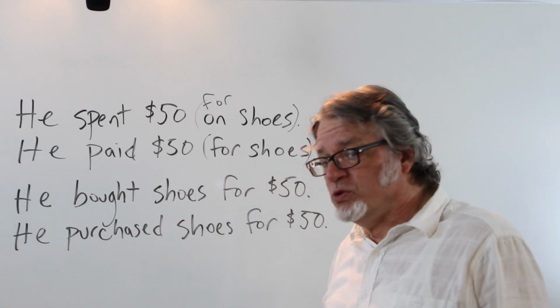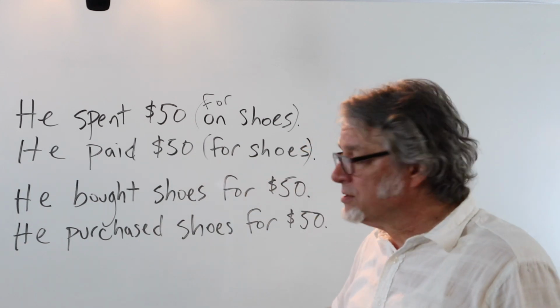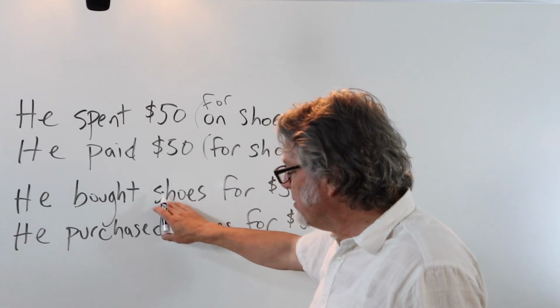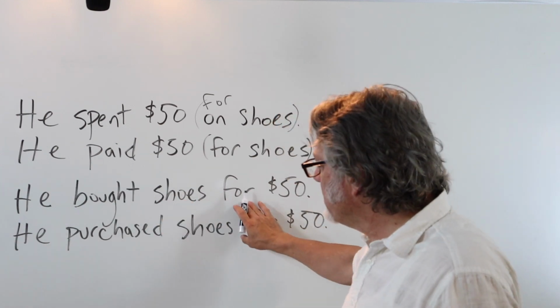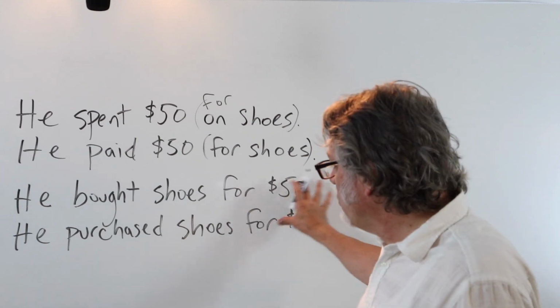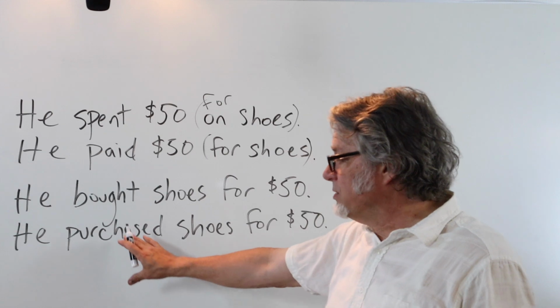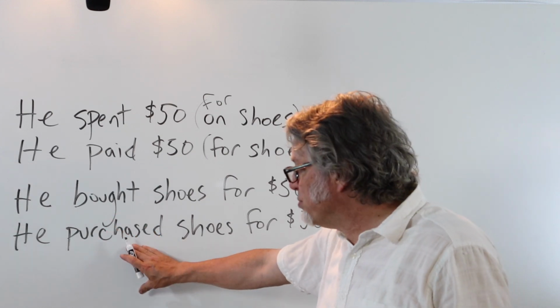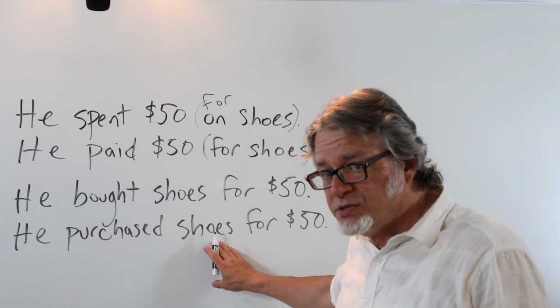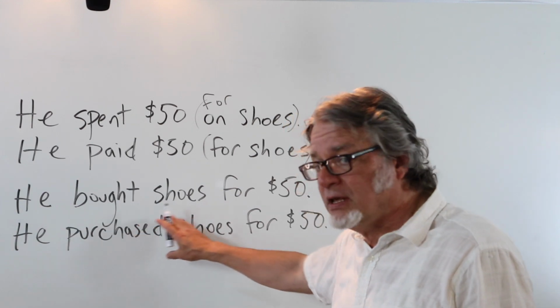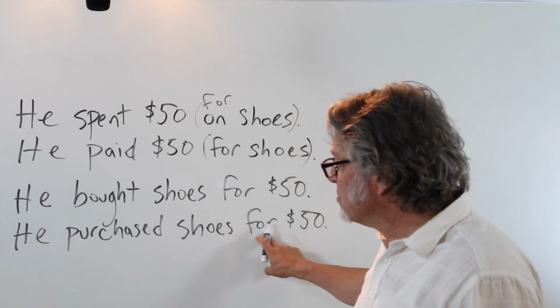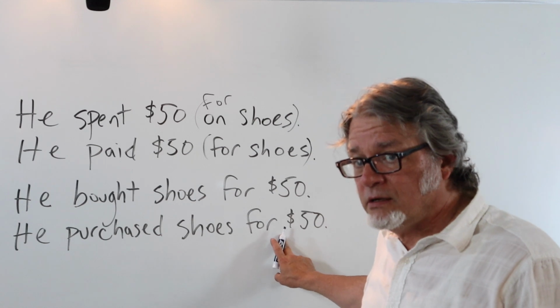He bought shoes for $50. Here's the product, the thing, and then here is the prepositional phrase with the dollar amount at the end. Likewise, with purchase, he purchased shoes. Here's the object after purchase, and then the prepositional phrase goes here.